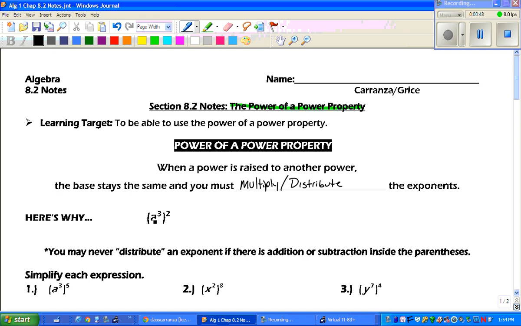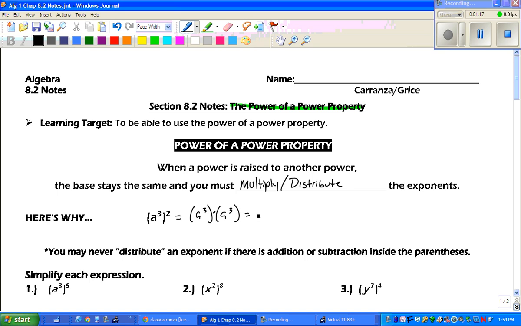So, a to the third all to the second power. Remember, an exponent, which is the 2 right here, tells us how many of the bases we have. So, we have 2 of the a to the thirds. And remember that we multiply those two.